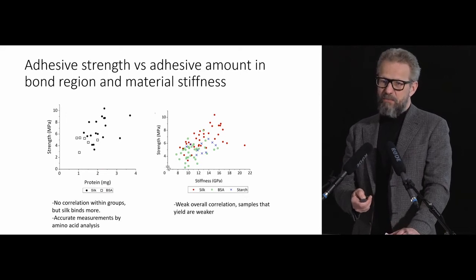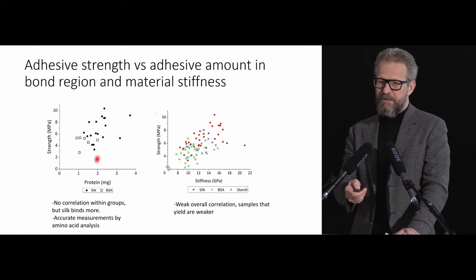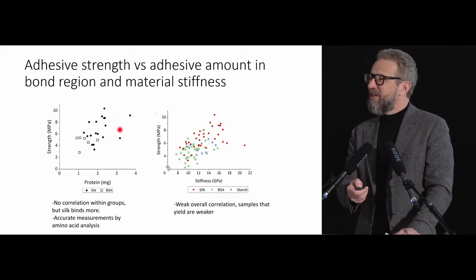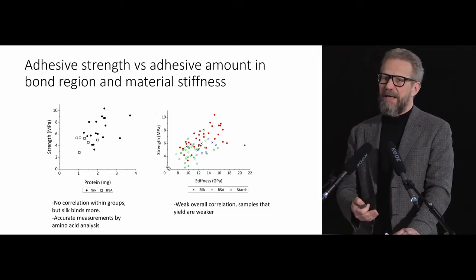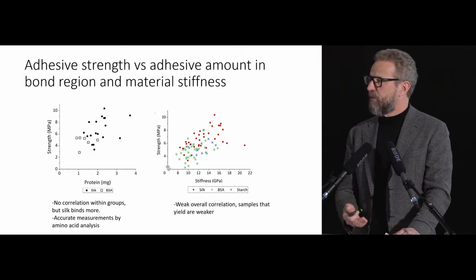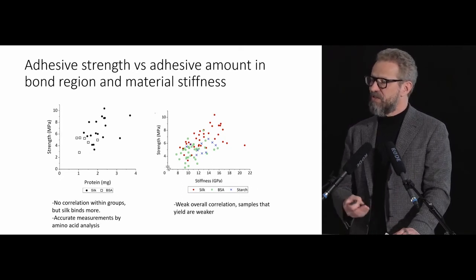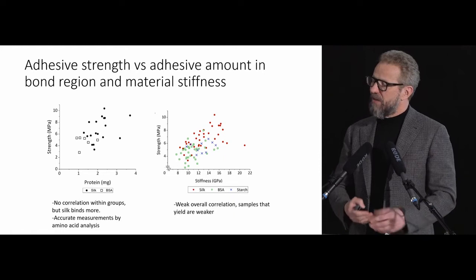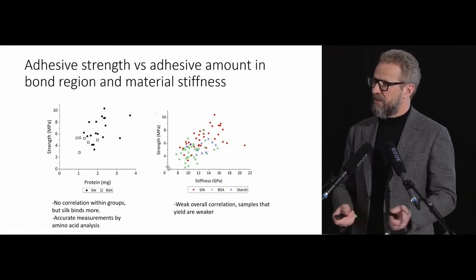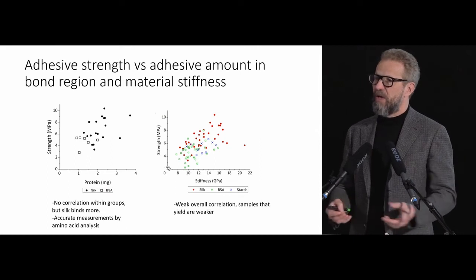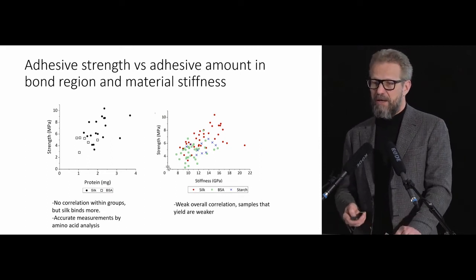BSA sticks a bit worse than the silk. I'm trying to figure out how this works, the pointer. On the other hand, for the silk also, you don't really see a correlation between strength and amount. In this system, they just stick as much as they stick, because when we do the vacuum suction, it's in a wet system. It will actually take off the surplus.